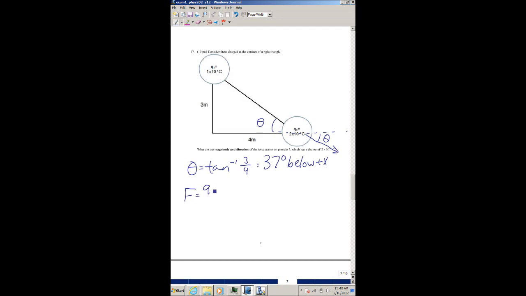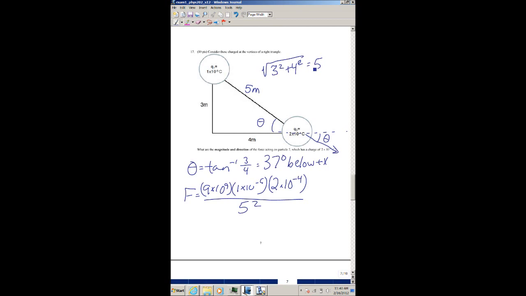That's from Coulomb's law. That's 9 times 10 to the 9th times Q1 times Q2. It's 1 times 10 to the minus 5 times 2 times 10 to the minus 4, both in coulombs, divided by the distance squared. That's 5 meters squared. This distance is 5 meters. You can find it from the Pythagorean theorem. That is the square root of 3 squared plus 4 squared, equals 5. It's a 3, 4, 5 triangle.